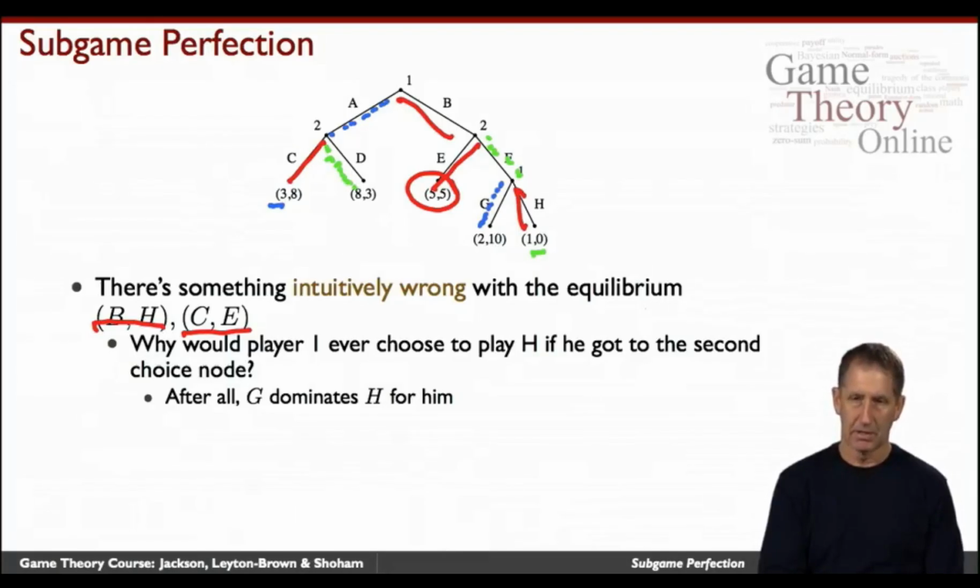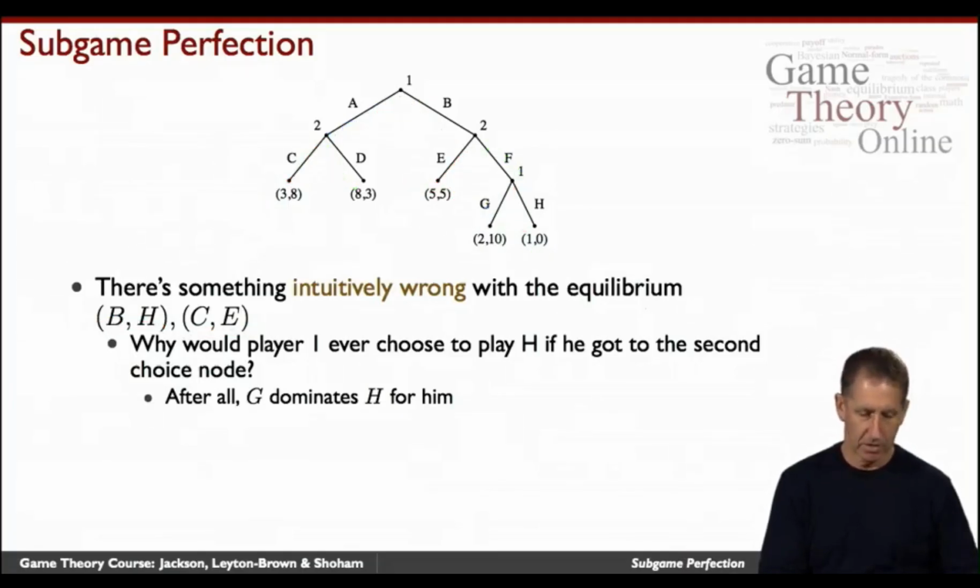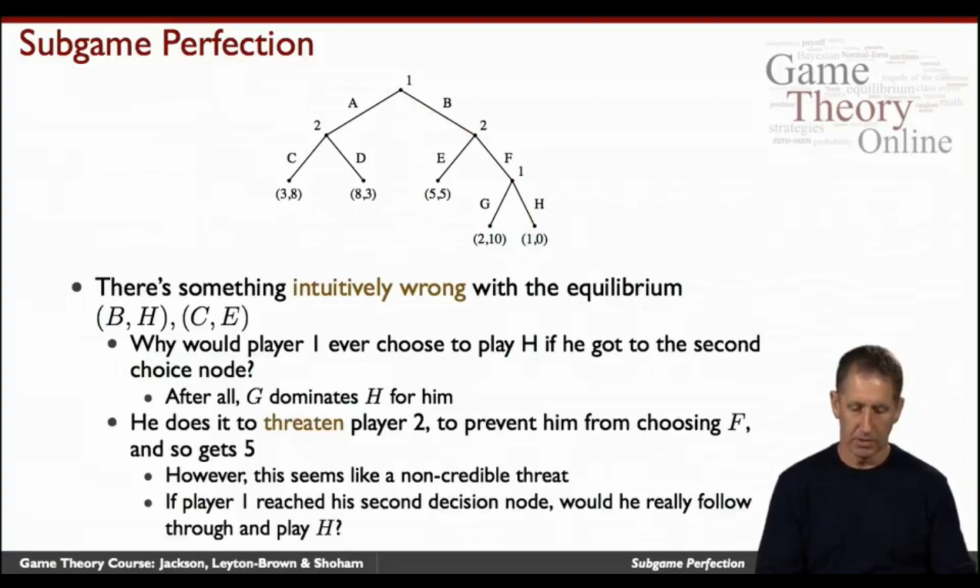But there's something a little disturbing about this equilibrium. Let's clear the slide so it's a little less messy. And let's again write down the strategy for player 1, going B, H. And let's focus on this node right there. Why would player 1 actually do H? Because G dominates it. In G they get a payoff of 2 rather than 1. And so even though it did lead to a Nash equilibrium, there's something a little troubling about it.